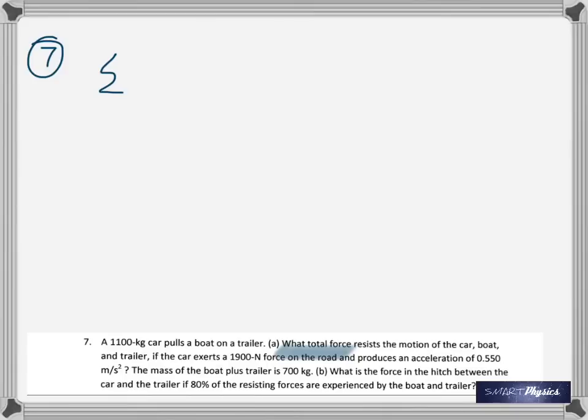If the car is exerting a force of 1900 newtons on the road and produces an acceleration of 0.550 meter per second squared, the mass of the boat plus trailer is 700 kilograms. So I think that's very clear. The car alone has a mass of 1100, the other 2 together 700. It's only the car, of course, that's applying a force, which is 1900. But isn't friction acting on all of them? So that's a real question, which you should be able to do.